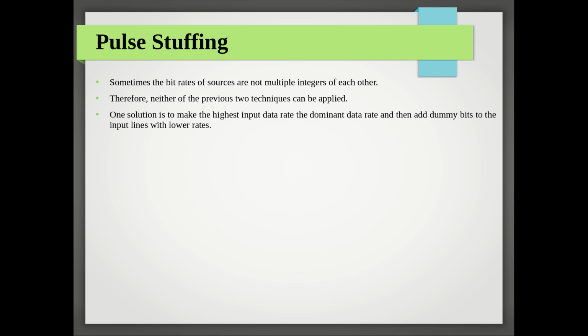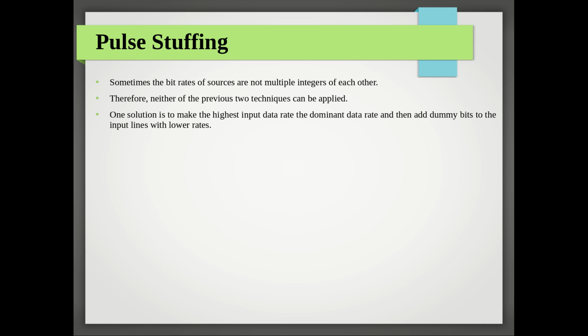So what we will do is simply check the data rate of all the input lines, and out of them, the one having the maximum input data rate, make it the dominant one. We will make the data rate of the other input lines equal to the dominant one. So what is the dominant one? The one with the highest data rate.